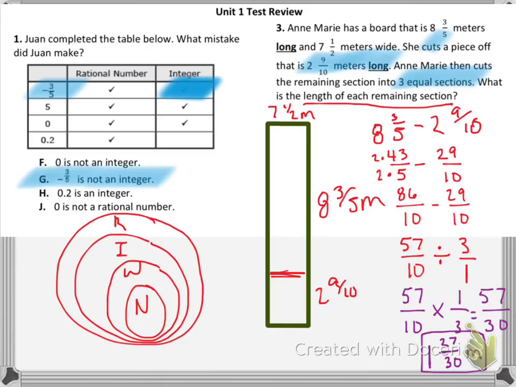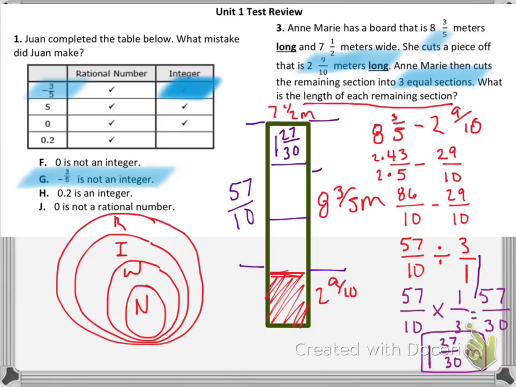So if we just had looked at this, first we cut off 2 9/10. Then we had to divide the rest into thirds. Right? So after we cut off 2 9/10, we had 57/10 left. And we divided that in 3. So each of those parts are 1 and 27/30, which I think can reduce down by dividing by 3, to 1 and 9/10. 1 and 9/10.